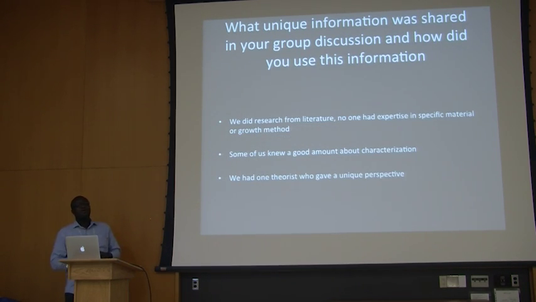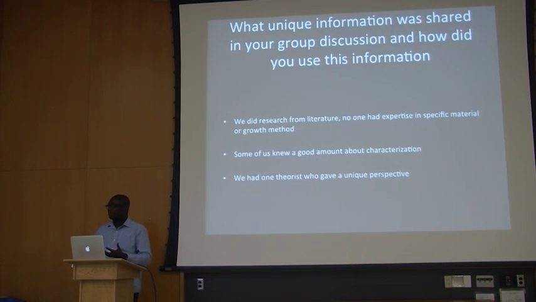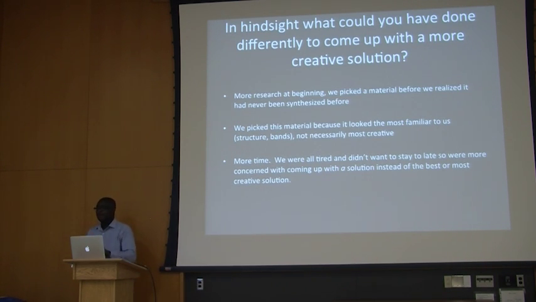So the next thing is the unique information we all shared. What happened is that all of us came from different backgrounds. We have a theorist among us. We have those who know much about characterization. We have those who know something about material growth and things like that. So what we did was, anybody who knows something shared this information among ourselves, and that helped us come to a conclusion. So what are the things that we would have done differently?